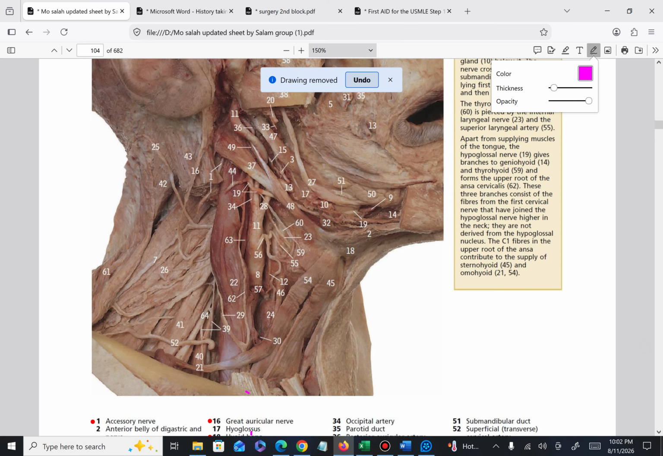Then at the base of the posterior triangle there are muscles. On number 40 is the scalenus anterior muscle. On number 41 is the scalenus medius muscle. On number 26 is the levator scapulae muscle. So these are the muscles present in the posterior triangle. Now this artery is the transverse cervical artery, which comes from the thyrocervical trunk of the first part of the subclavian artery. So these are the contents of the posterior triangle.